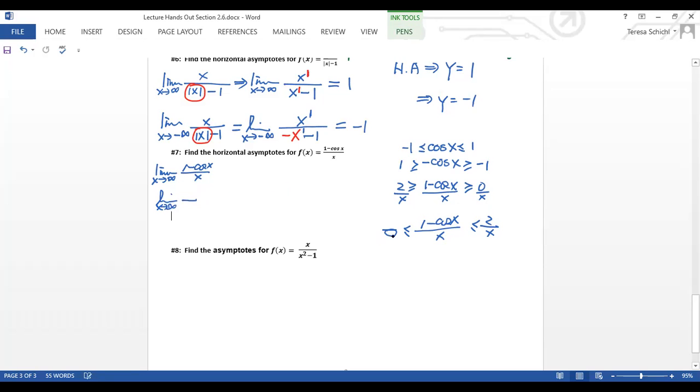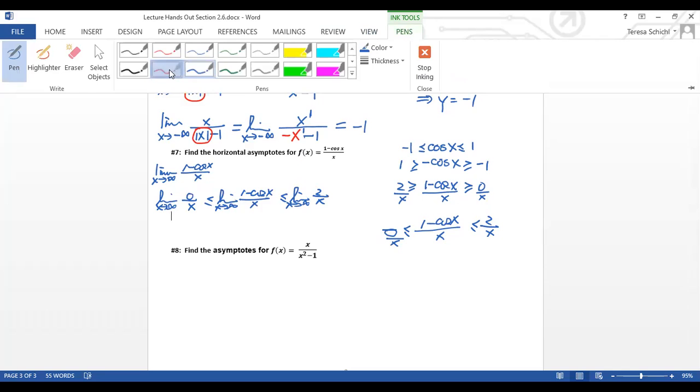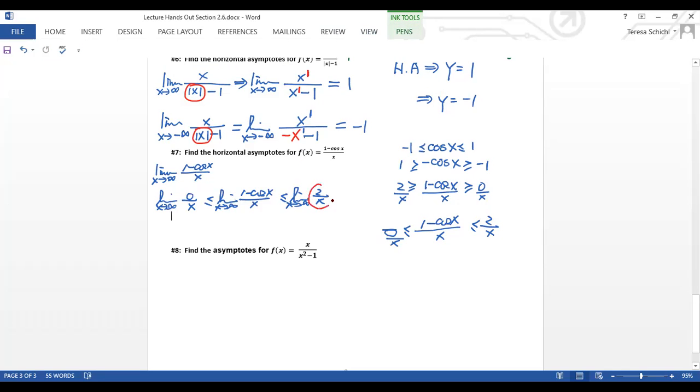And let's still keep it, just in case you got confused. So this is the limit as x approaches infinity, 1 minus cosine x less than the limit as x approaches infinity, 2 over x, right? Okay, so what happens here? When x is getting bigger and bigger, what is this number going to become? 2 over infinity, right? So this will be 0.